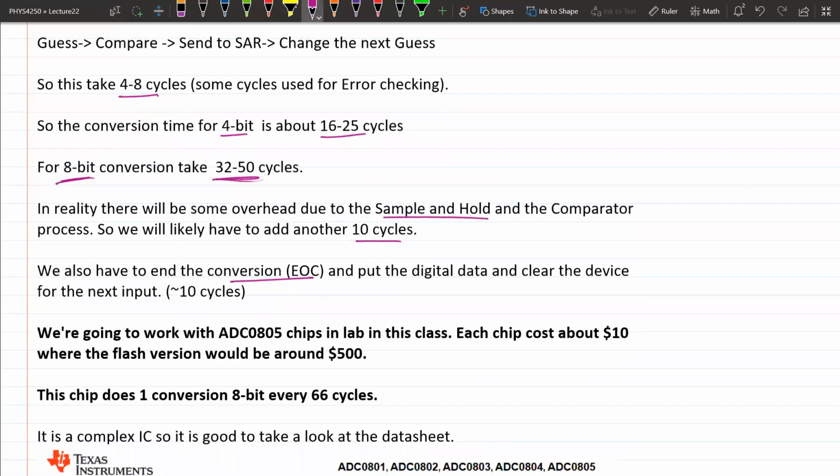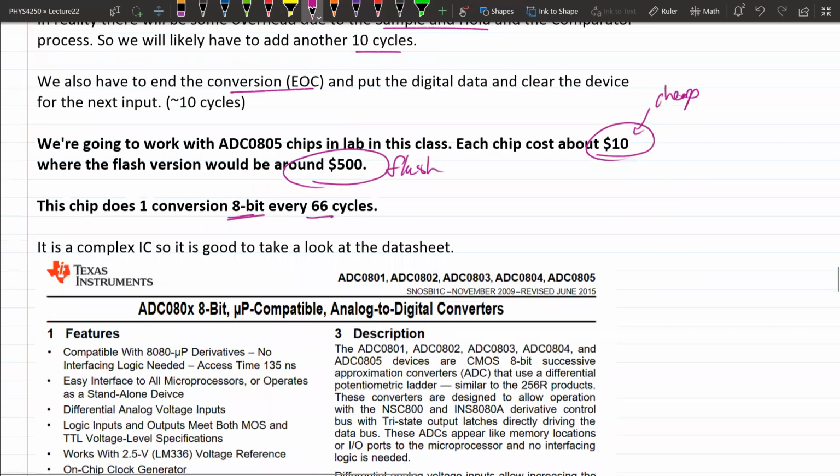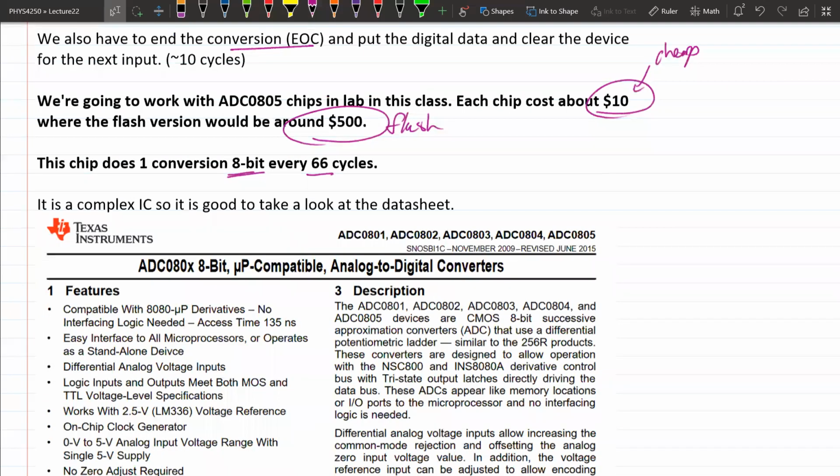So these little chips cost about $10. If you were to do an 8-bit conversion with flash ADCs, it'll probably cost about $500. So this is cheap and also fits on your phone. The chip we actually have does the 8-bit conversion in 66 cycles. And that's probably about the number you should be expecting, not 32. I think you could design something that can do it in 40 cycles, but that's going to be pushing the limits quite a bit.